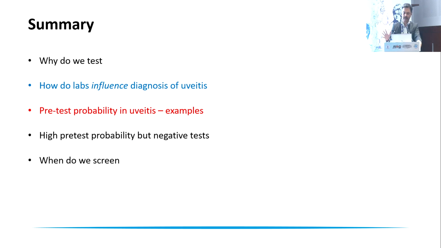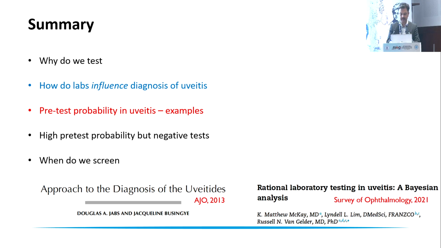So, 5 points. Why do we test in uveitis? Second, how do lab tests actually influence your diagnosis? What are the examples of using the concept of pre-test probability? I think this is the word that I would want you to take from this talk. And what do you do if there is a high pre-test probability but the tests are negative? And when do we screen for some diagnosis in uveitis? So these are the 5 points that I'll cover in this talk. If you want more details, these are 2 very good papers that especially all the residents and younger people sitting here should go through.